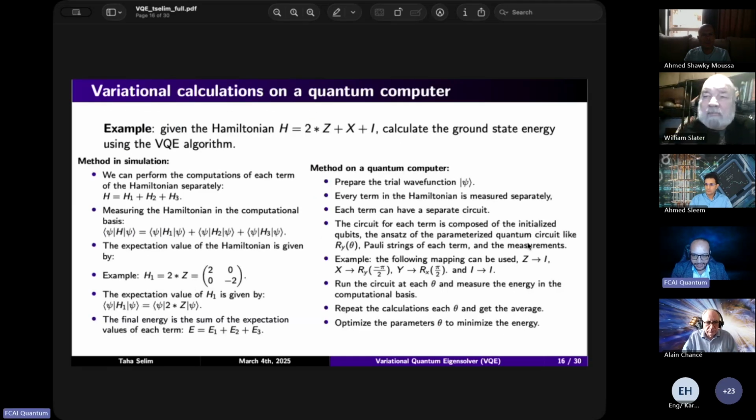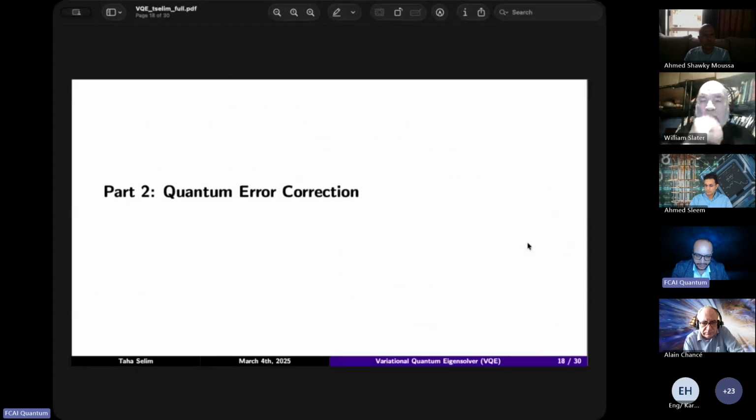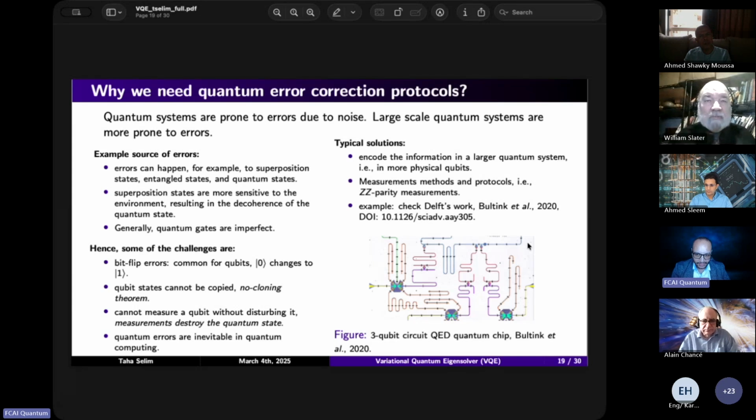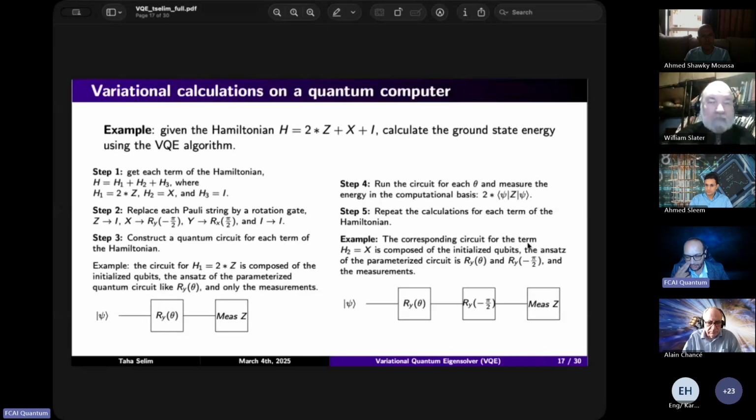This example we are going to see in the lab, so I'm not going to discuss it now. So we are going to see this in the lab. And error correction, we have discussed it last time. Indeed, when we do things for chemistry, we have to do a smart error correction.